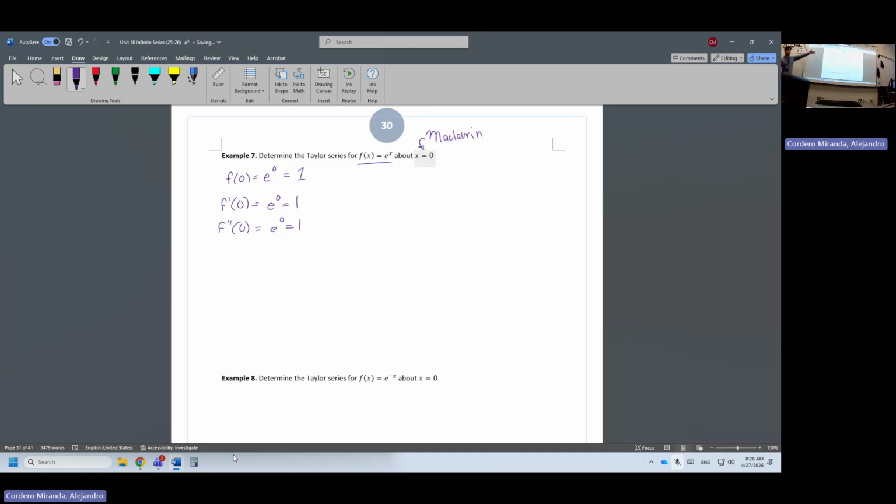And so now when I write the power series expansion of this, it would look like f of x equals constant term plus first derivative times x to the first over 1 factorial, plus 1 times x squared over 2 factorial, plus 1 times x cubed over 3 factorial, plus and so on forever.